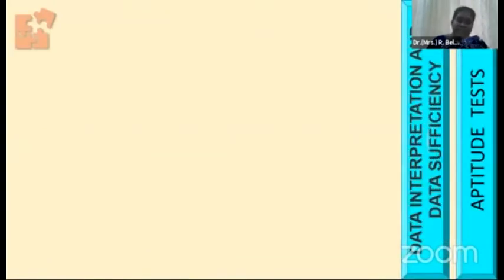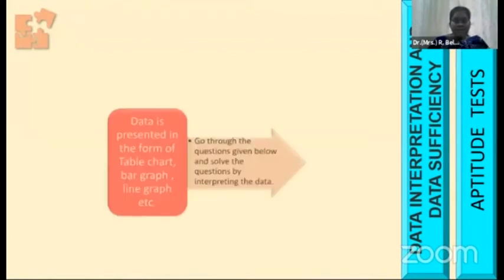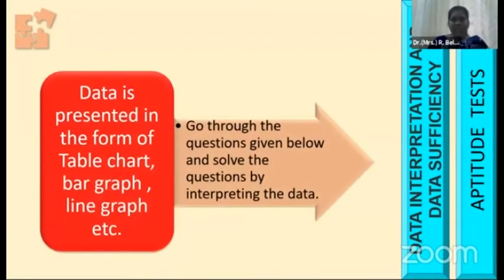The next type is data interpretation and data sufficiency. This is something very trendy which is coming in all tests. They will give you a graph or a table, and from it, how many percentage of people were affected by corona, what is the ratio of the number of people affected to the number of people who died. They will give questions like that. Data is presented in the form of table, chart, bar graph, line graph, etc. You will have to go through the questions given below and solve them by interpreting the data in the bar graph or line graph.